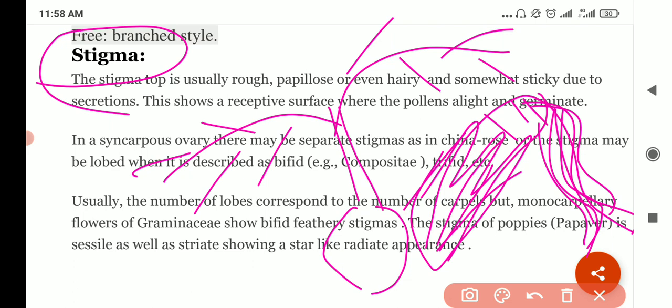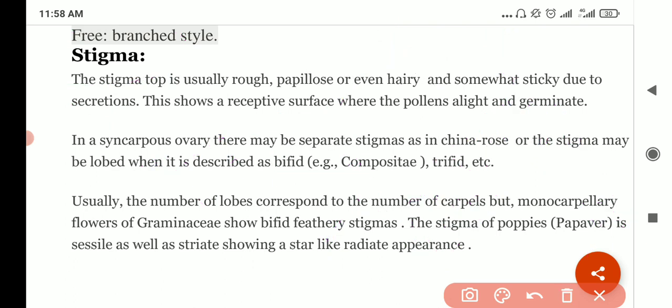Even your wheat and your rice belong to the same family, Gramineae or Poaceae. They also have very long and feathery stigma because they are developed in such a way that they are very good at producing seeds, producing food grains. So they have to have very long and feathery stigma so that they can capture pollen from distant places. We will learn more about this in the third semester.